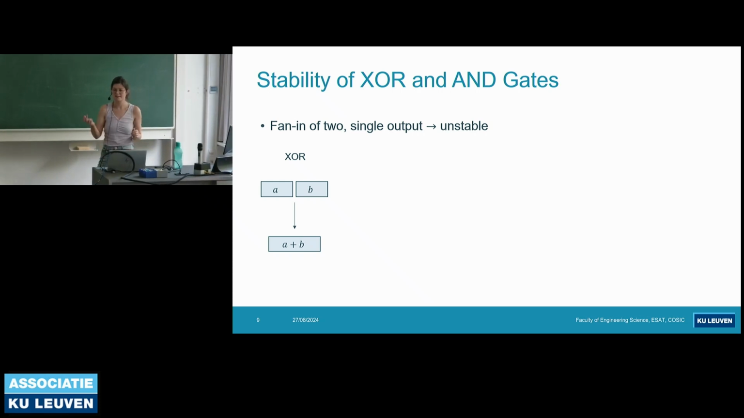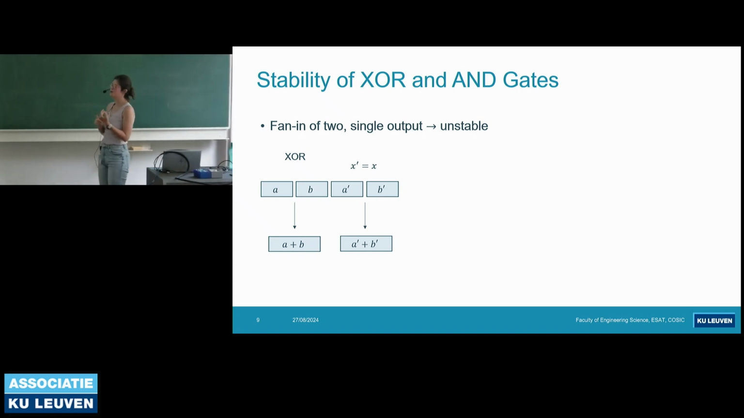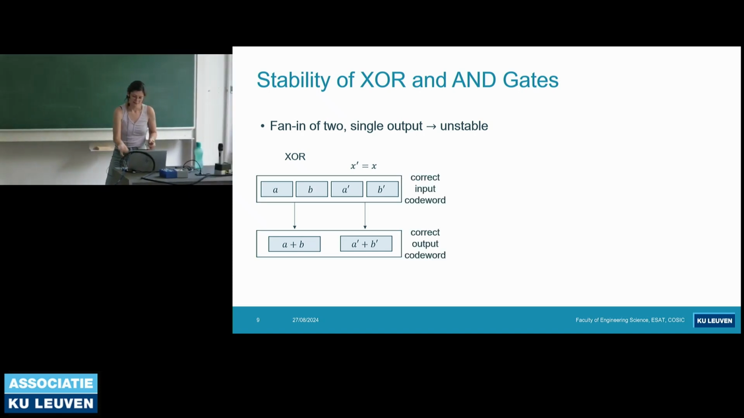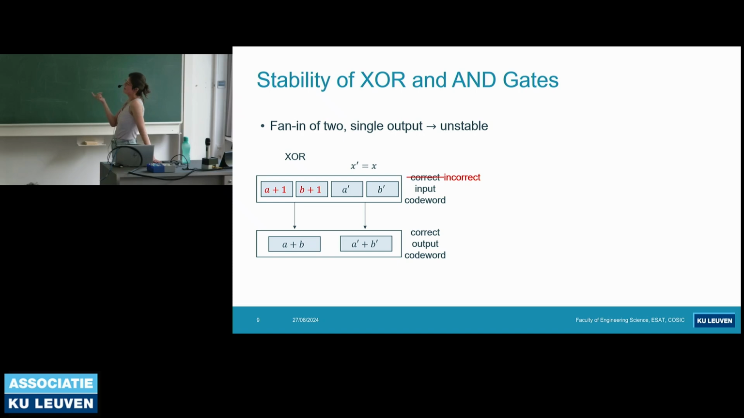We have the XOR gate here. It just computes A plus B. First we duplicate it, which means A prime is equal to A, and B prime is equal to B, which means they are correct input code words, and the output as well. Now we inject a fault to A and B. Now it became an incorrect input code word, because A plus 1 is not equal to A prime, and B plus 1 is not equal to B prime. And when we see the output, it's still A plus B, because the ones cancel each other. The output is still a correct output code word, which means the XOR gate is unstable.